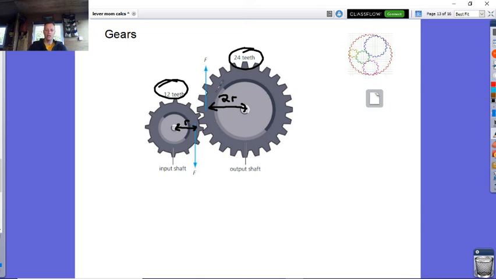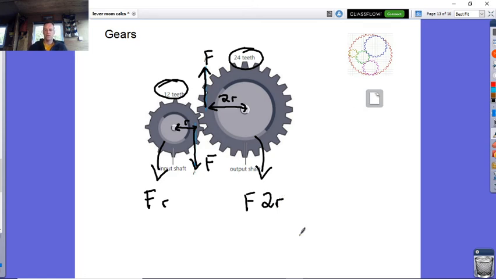But as they turn, this one has a force acting up here, which is F, and that is turning down there, which is going to be force F. So thinking about it, the turning force for this one is going to be Fr, but this one here is going to be F2r. Therefore, this one has double the turning effect of that one, because the 2r comes in.